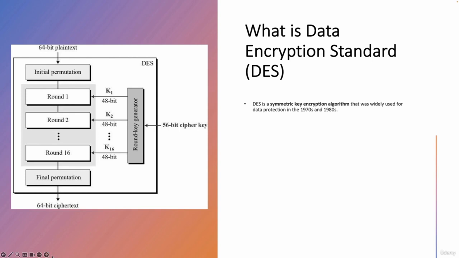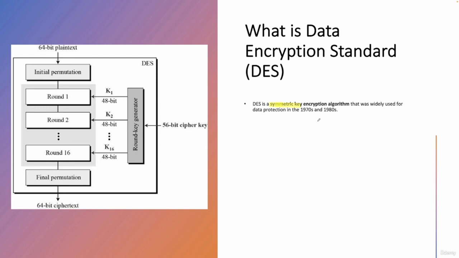Data Encryption Standard is basically a symmetric key algorithm. Very important thing to notice here is that it is a symmetric key algorithm that was widely used for data protection in the 70s and 80s. It was one of the first algorithms that came in the market and people were quite excited, because we actually started with symmetric encryption first. Later on we decided symmetric encryption has its own problems because you need to send the key across the wire and share the key. That's why asymmetric keys came into the picture.